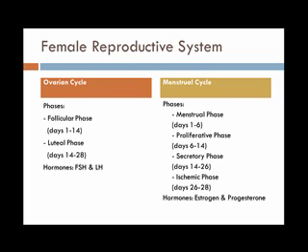The follicular phase, days 1 through 14. It's called the follicular phase because the follicle is maturing. The maturing egg is called a follicle. And then the luteal phase. After ovulation, a corpus luteum is formed. If conception does not take place, the corpus luteum begins to die off.